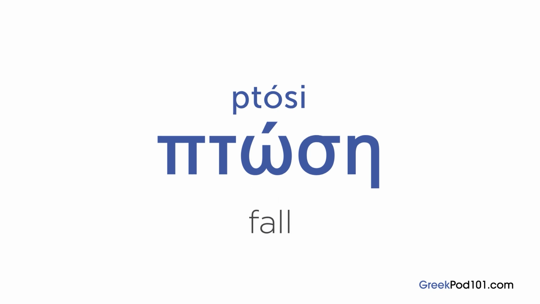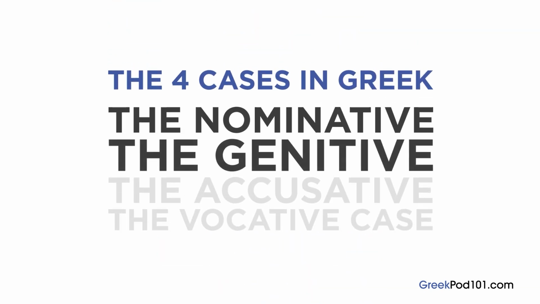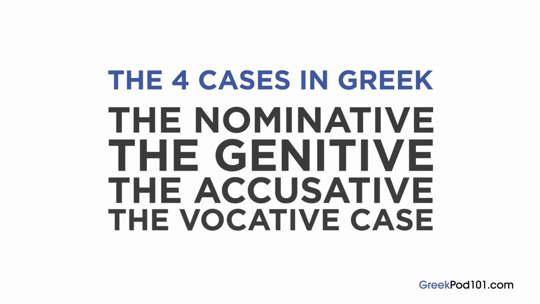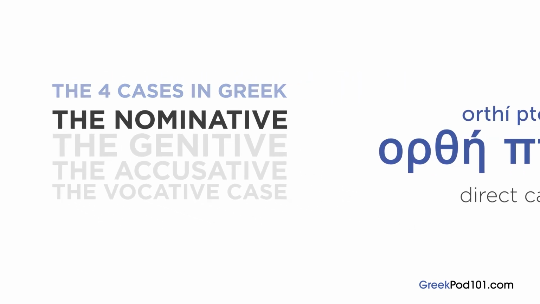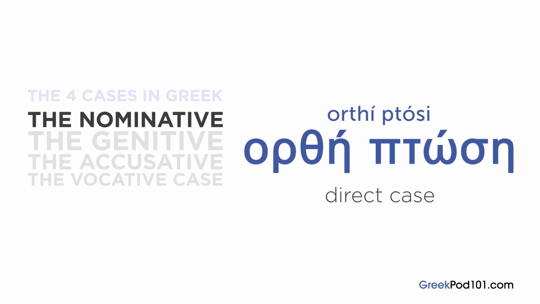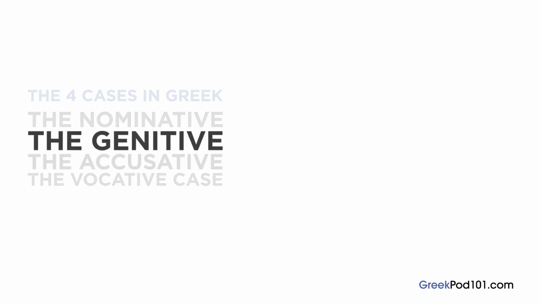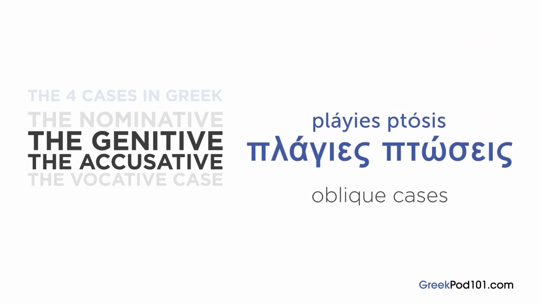There are 4 cases in Greek: the nominative, the genitive, the accusative, and the vocative case. In Greek, the nominative case has always been considered a direct case or orthiptosi, together with the vocative. The genitive and the accusative, on the other hand, were always considered to be oblique cases, or plaies ptosis.